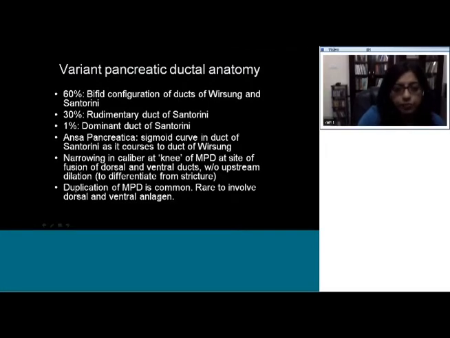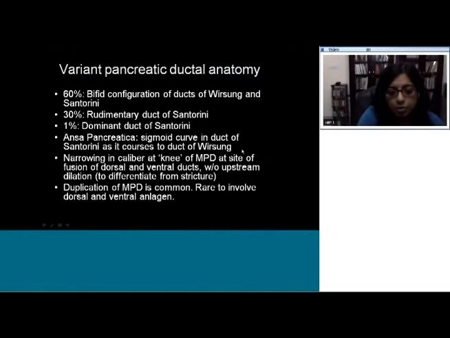Now, in the pancreatic ductal anatomy, we can have several normal variants. 60% of people have a bifid configuration of the ducts of Wirsung and Santorini, like I described. In 30% of people, the duct of Santorini is rudimentary, and 1% have a dominant duct of Santorini, also called the dominant dorsal duct. Ansa pancreatica is a condition where there is a sigmoid curve in the duct of Santorini as it courses to the duct of Wirsung.